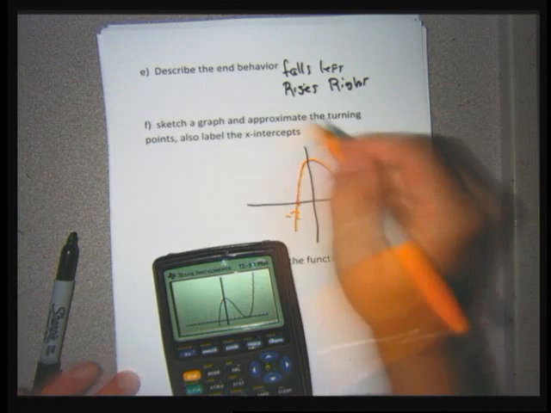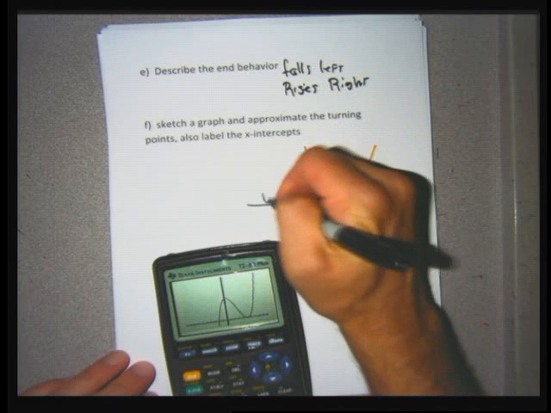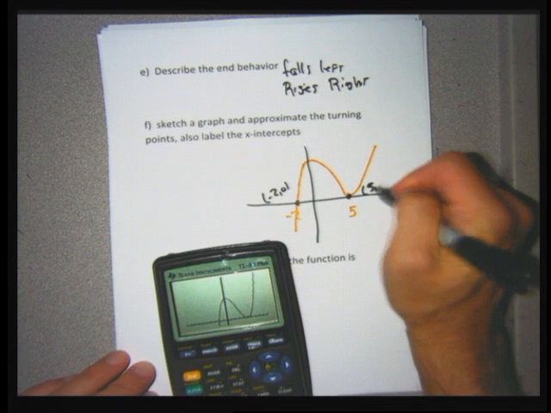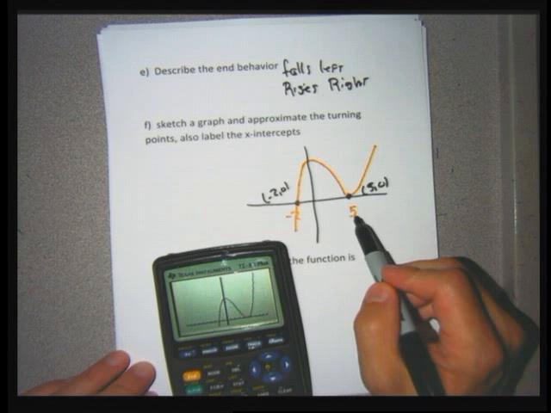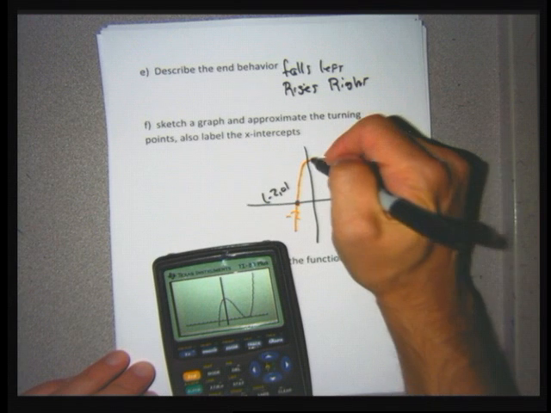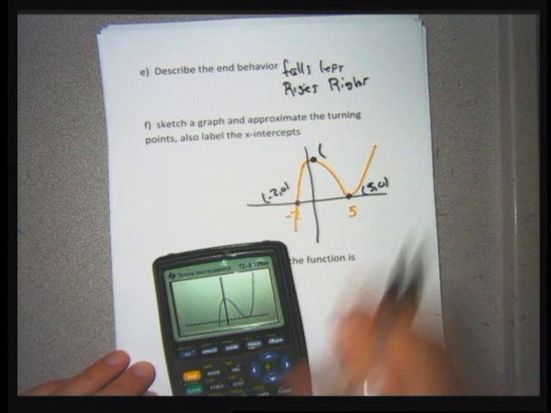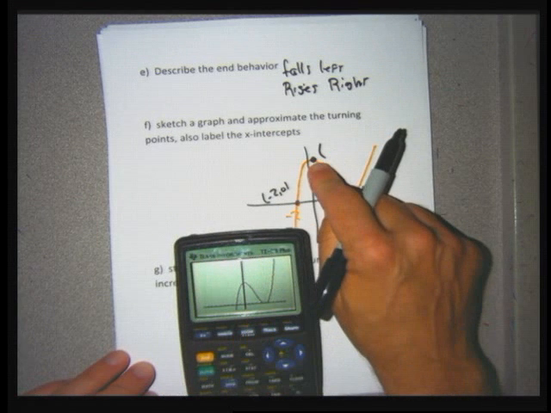And I'm supposed to, so I've labeled the x-intercept. Here's the x-intercept at -2, 0. There's the x-intercept at 5, 0. Nicely, this 5, 0 is a turning point and an x-intercept. The only other thing I need to label on this graph is that turning point. And that turning point likely has a nasty decimal. I'm going to find it on my calculator.